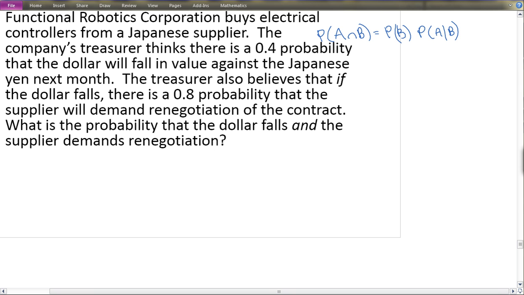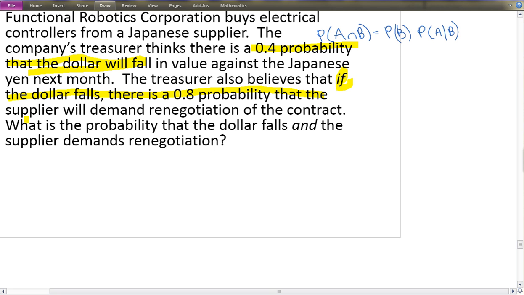Okay, so Functional Robotics Corporation buys electrical controllers from a Japanese supplier. The company's treasurer thinks that there's a 0.4 probability that the dollar will fall in value against the Japanese yen next month. They also believe that if the dollar falls, or given that the dollar falls, there's a 0.8 probability that the supplier will demand renegotiation. So what's the probability that the dollar falls and the supplier demands renegotiation?